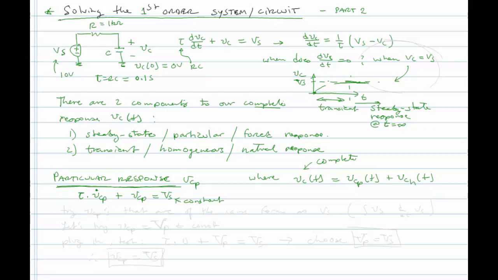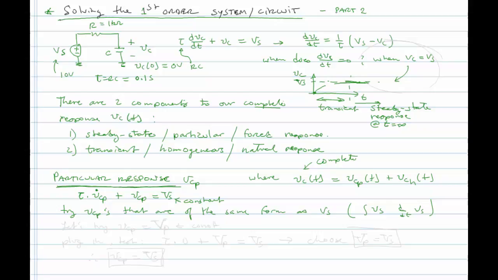So we're going to guess at a solution. As a guide, we'll try Vc of p that are of the same form as Vs, the driving, the forcing signal. Sometimes you might consider integrals of Vs or derivatives of Vs. But at most, it will be of the form of Vs or an integral of Vs or a derivative of Vs. Most of the time, it's just of the form of Vs.